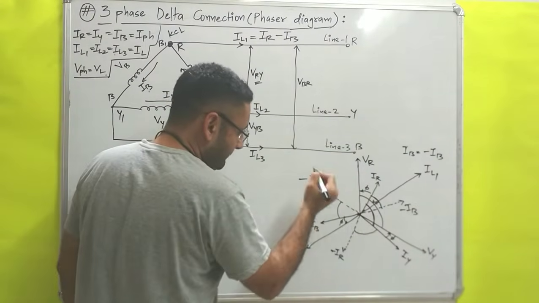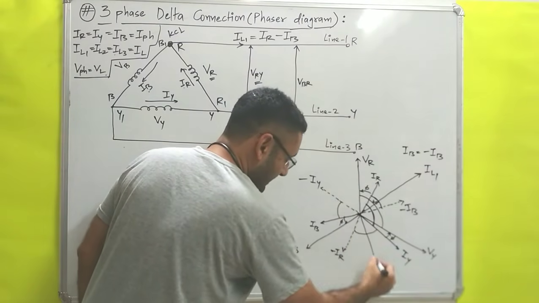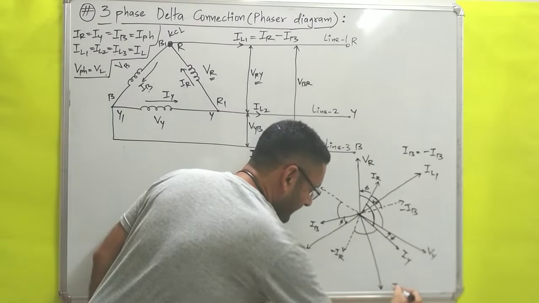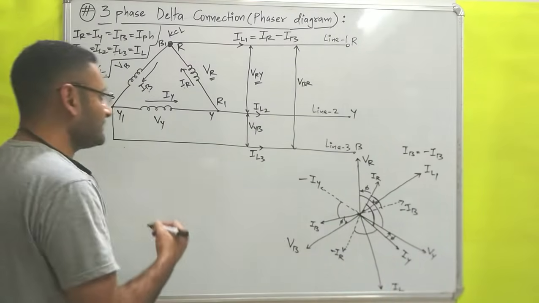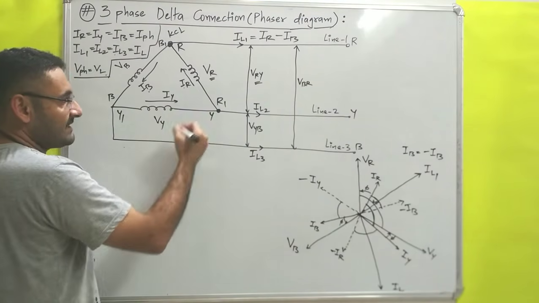Similarly, if you add both of these phase currents, you will get the resultant like this, and that will be your line current. But in which line, that we will see. Okay, so for this I will consider this Y phase. Again KCL we will apply.